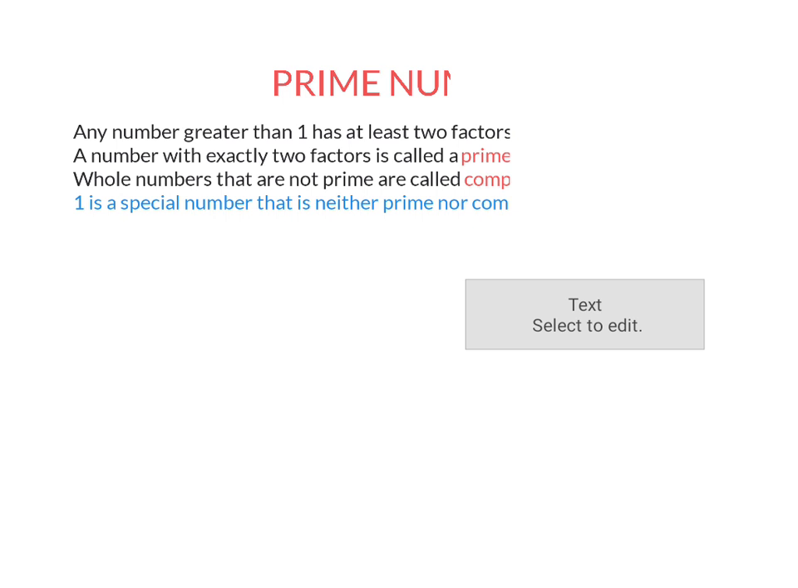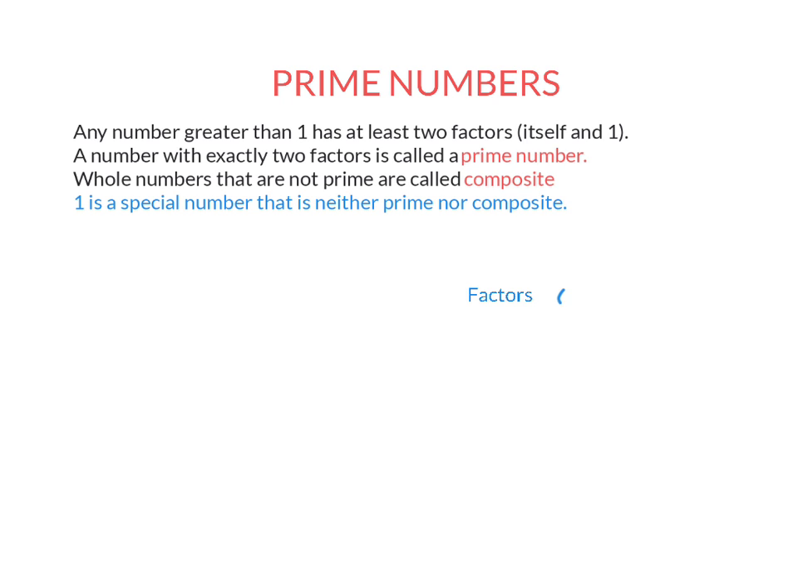Thank you so much for tuning in to this video in which we will go through prime numbers. To understand prime numbers, you need to understand factors. So let's say, for example, we wanted to know the factors of 12. Every number, including 12, has at least two factors, itself and 1. So 12 has factors of 12 and 1.